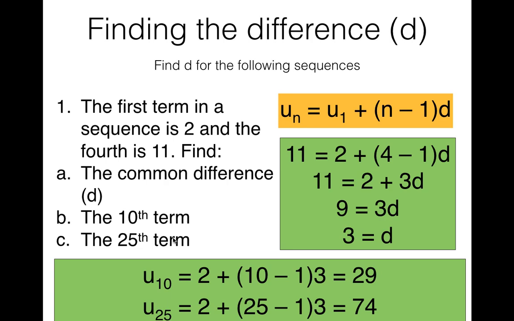And then finding the 10th and the 25th term is nice and simple. So U10 first of all equals, well I know the first term, U1, is 2, plus 10, because it's the 10th term, minus 1, multiplied by 3, because I found out that D is equal to 3. And if I put all of this into my calculator, I get 29. I've done exactly the same here with 25. So I've got 2 plus 25 minus 1 multiplied by 3 gives me 74. Let me know if you've got any problems with this or if there's anything you're not sure of. Otherwise, let's move on.